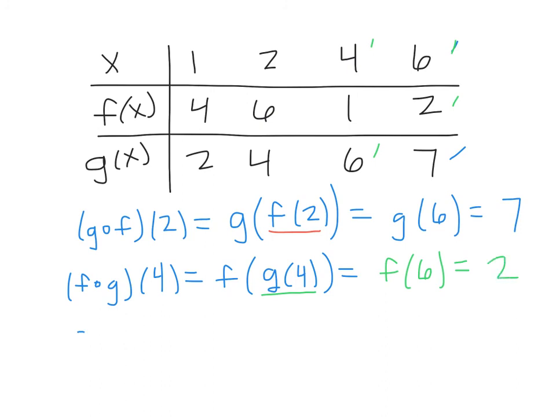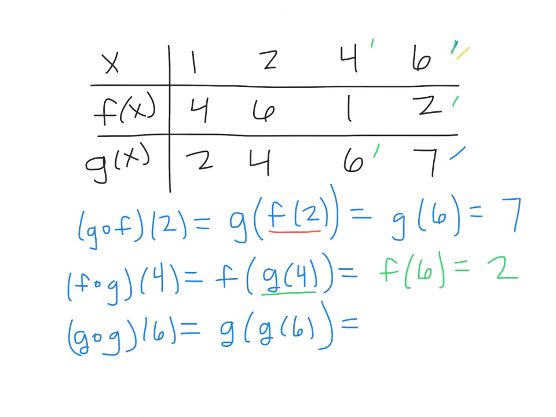Now let's look at g composed with itself of 6. So now g is on the outside and it's on the inside, so we're going to be using g 2 times. X is 6. If we plug in a 6 for g, then we get function value of 7, so we replace that inside g of 6 with 7, so this becomes g of 7.